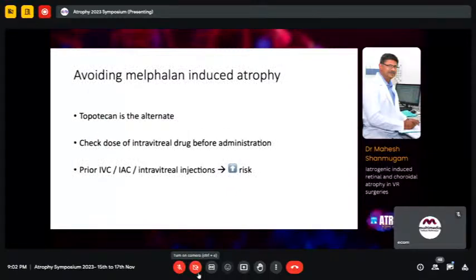And it's always imperative to check the dose of the intravitreal drug before administration because a slight change in the dose of melphalan can cause the extensive RPE alteration. And children who have had prior IVC, that is intravenous chemotherapy, or intra-arterial chemotherapy and intravitreal injections of melphalan seem to increase the risk. We need to keep this in mind before injecting melphalan in these children to decrease the risk of RPE alteration.